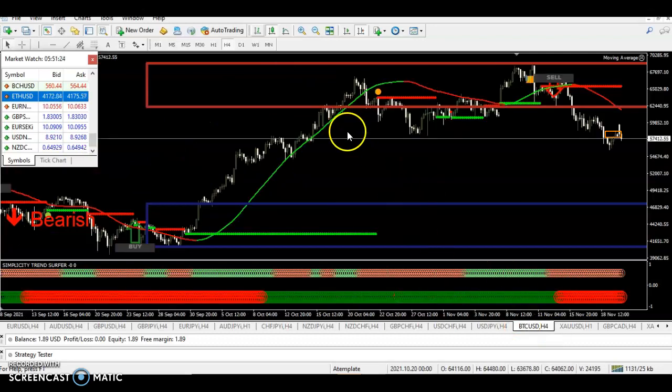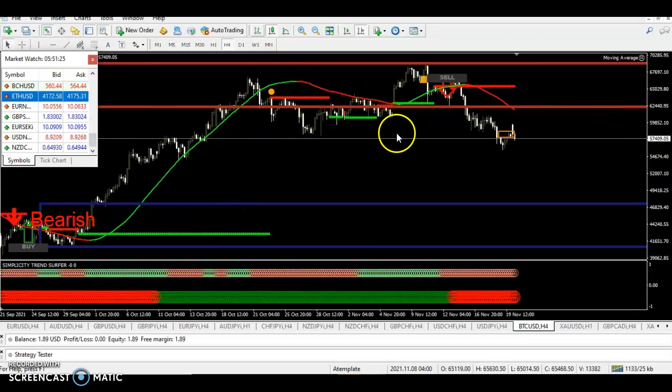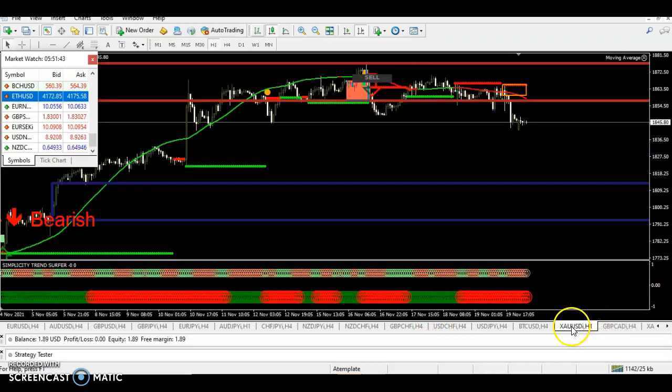Okay, so we got BTC, Bitcoin, USD on the hour 4. It's been selling like a rocket, and it may continue to sell until 3,900 or even 52,000 is hit.